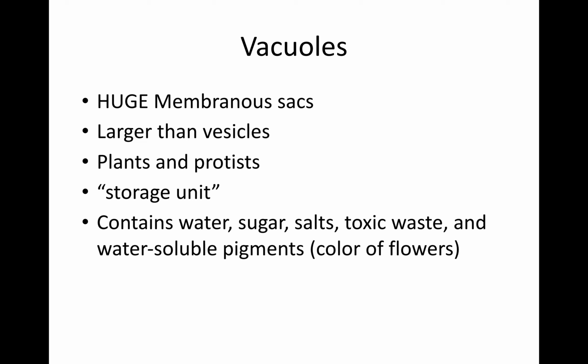Vacuoles. You guys all talked about vacuoles the other day. They're huge membrane-bound sacs. They're a lot larger than vesicles, okay? They're going to be like a storage unit. They're going to contain a lot of water, some sugar, salt, some toxic waste, even some color pigments for flowers. You're going to find these giant central vacuoles in plants and protists.